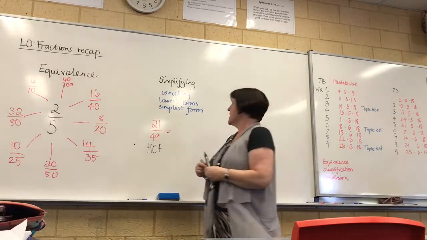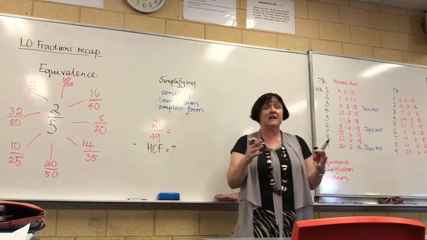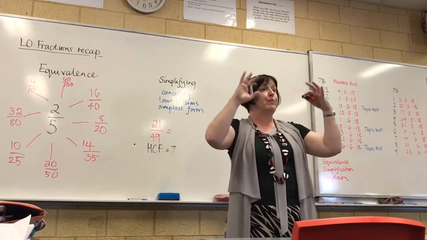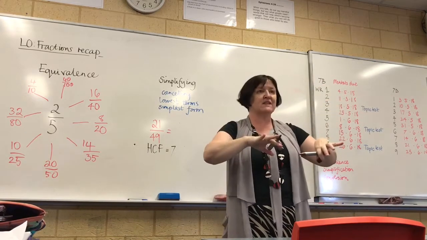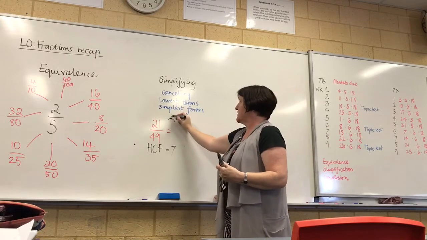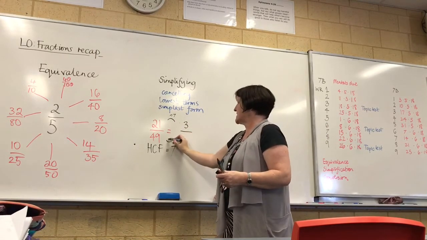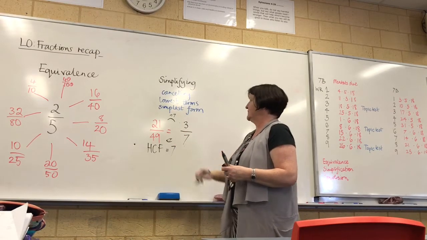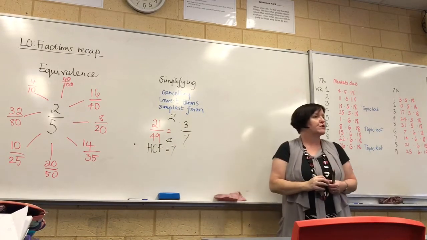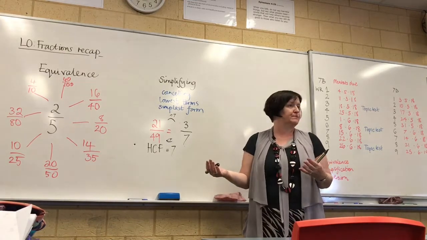7. So the highest common factor is 7. So that means then that we divide both the numerator and the denominator by 7. So 21 divided by 7 is 3, 49 divided by 7 is 7. So 21 over 49 in lowest terms is 3/7.